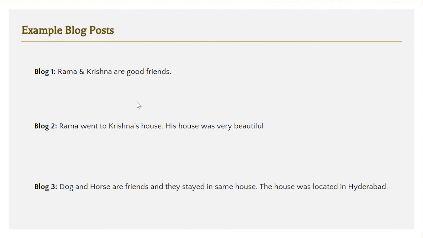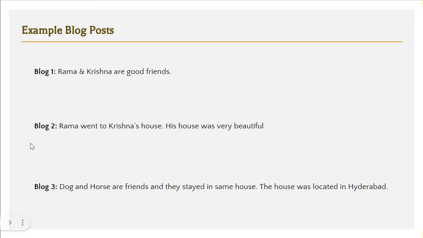Let us try to understand this process of modeling using some examples. Let us suppose these are the three blog posts which we are trying to analyze. I have intentionally kept these blog posts smaller so that we will have an opportunity to work on and analyze them. So the first blog post example I have given is: Rama and Krishna are good friends.